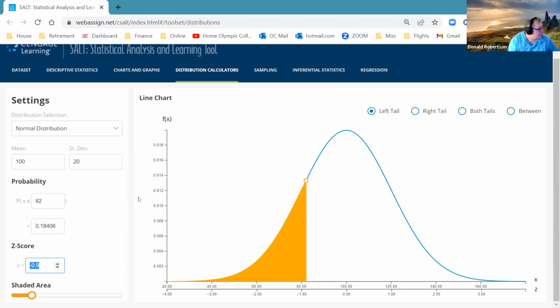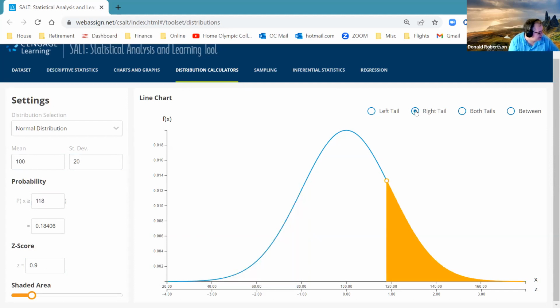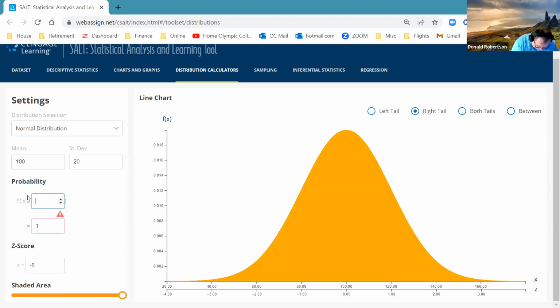So put the mean and standard deviation here and here. Look at the question. Do you want something below or less than? Use that guy. Suppose I'd like to know bigger than, right? You click this guy. And I'd like to know bigger than 82. Bigger than, you can see in the picture, shaded to the right is bigger than.